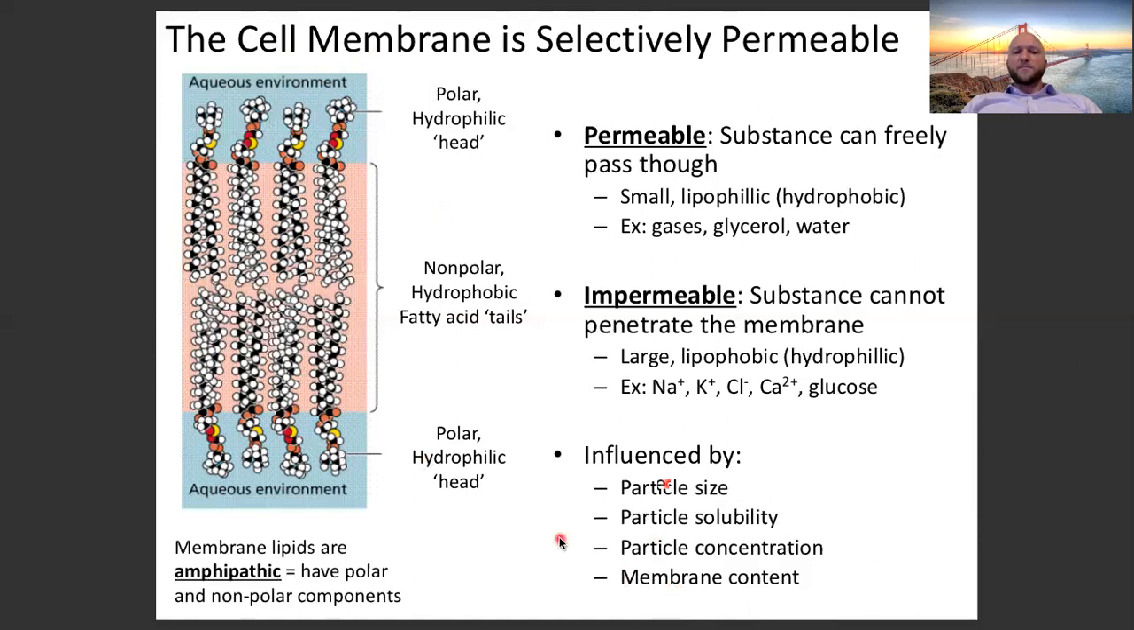Membrane contents. We saw in the previous slide that there's different proteins, cholesterol, different things. Different cells will have different chemical makeups of their cell membrane, and that variation can allow for variation in permeability.